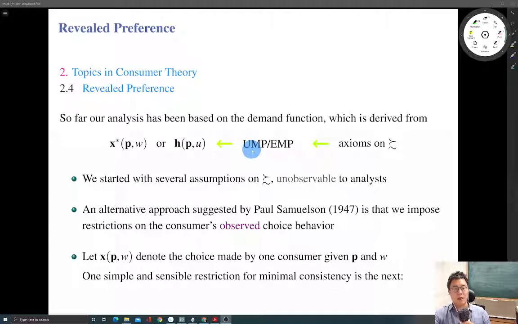This is why we initiated our analysis with the preference relation. Okay, so we began by making several assumptions on preference relations, from rationality to convexity. And under those assumptions, we can make sure that there exists a nice utility function, and from that we can formulate the UMP or EMP. Okay? And from the first optimization problem, we obtain our first prediction about the consumer's behavior in the market.